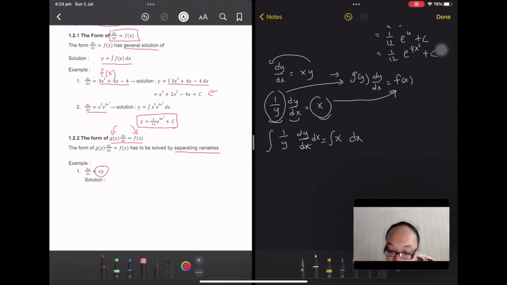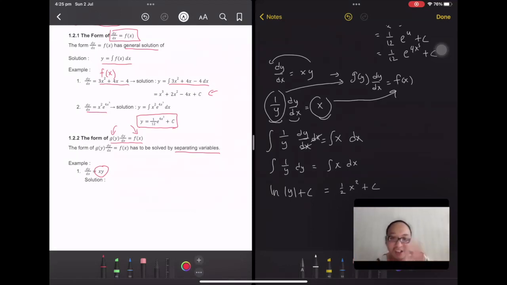So we can cross out the x here, and it simplifies into the integral of 1 over y dy equals the integral of x dx. Now we can integrate it easily. The integral of 1 over y dy is equal to ln y plus c, and the integral of x dx is half x squared plus c.